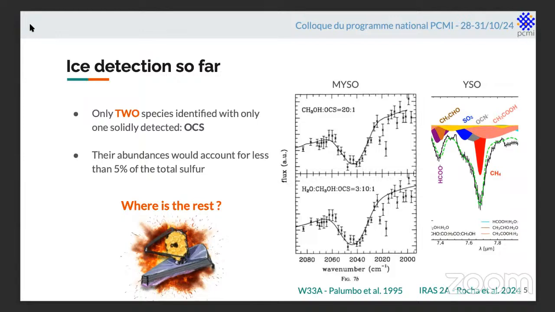If we take the abundances derived for these 2 molecules, this would only account for 5% of the cosmic sulfur abundance. So we're missing more than 90% of it. So where is the rest, and can James Webb give us more information on it?